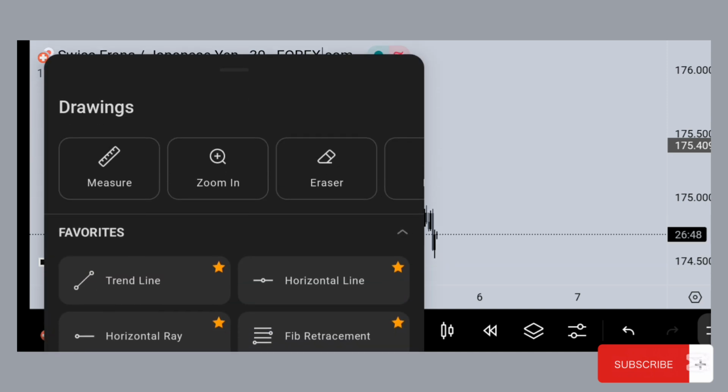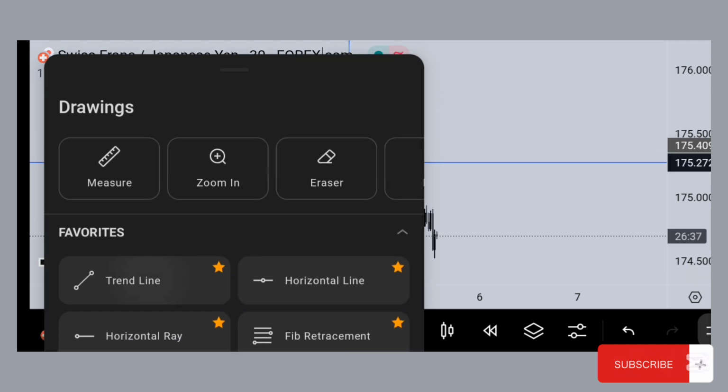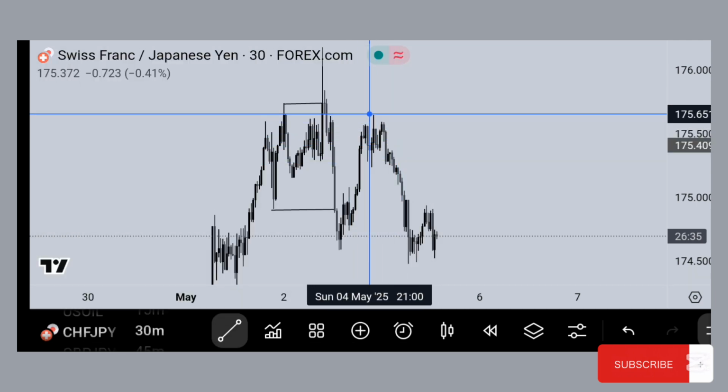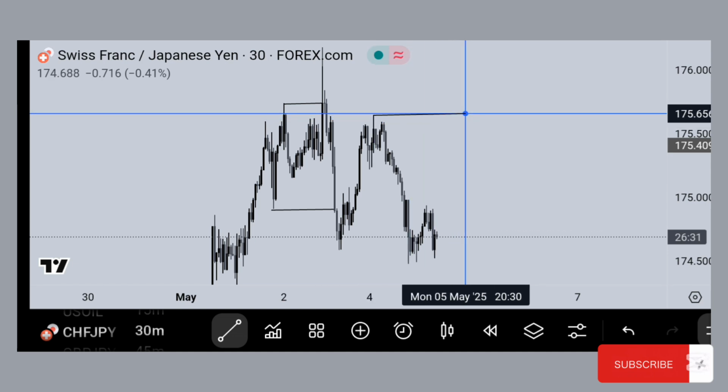Then as an SMC trader, you always work with liquidity. Liquidity is your eyes, bro. Every trade you take, watch out for liquidity. If not, you will most likely be the liquidity. At this point here, here is my structural liquidity.